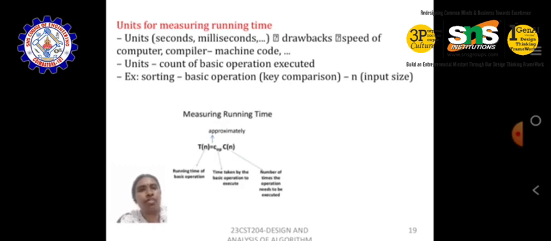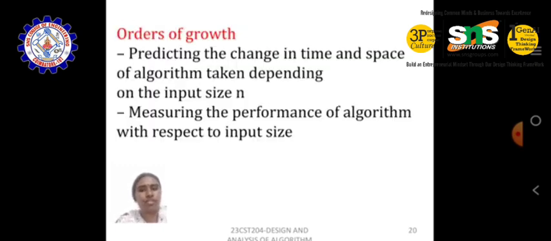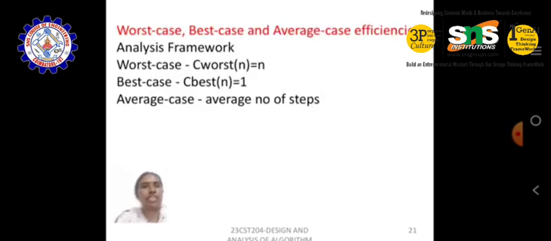And then order of growth. Order of growth describes how an algorithm's running time changes as the input size increases. This is often used to categorize algorithms into different time complexities. As I already told, constant time, linear time, quadratic time, cubic time, logarithmic time, linearithmic time, exponential time, and factorial time. And the last one is efficiencies like worst case, best case, and average case efficiency.